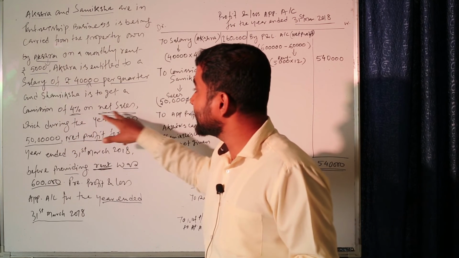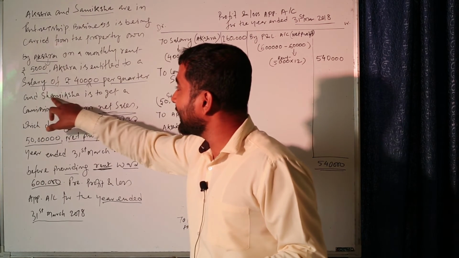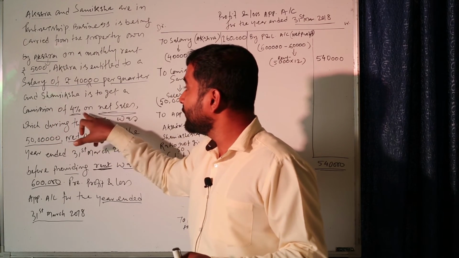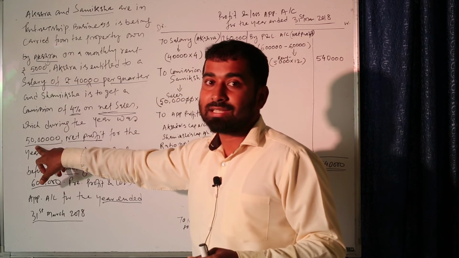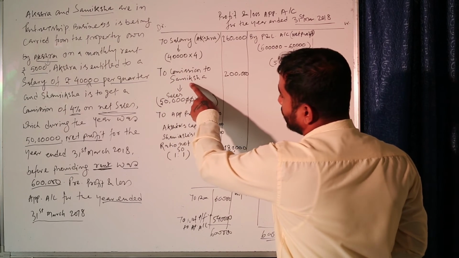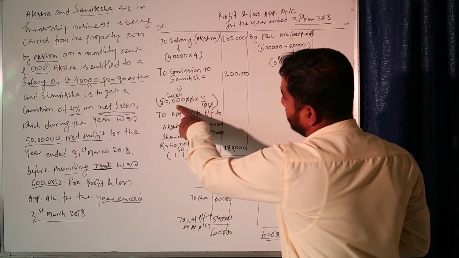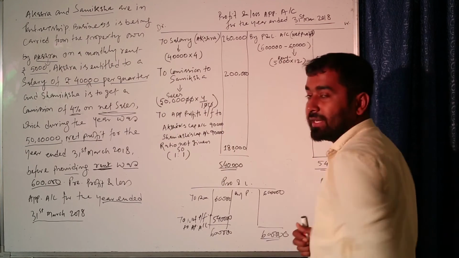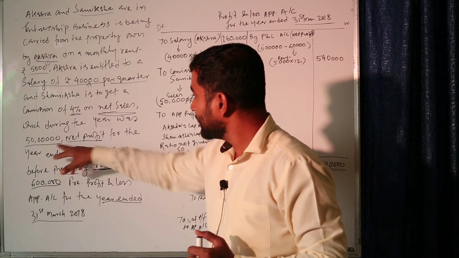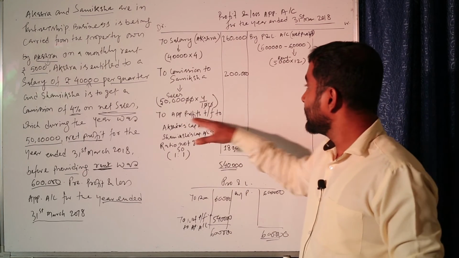Next, see here: 4% on net sales, which during the year was 50 lakh. What is that? Samiksha's commission. So Samiksha's commission is 4% on net sales, and net sales is 50 lakh. So commission to Samiksha is 50 lakh into 4 by 100; cutting the zeros, 50,000 into 4, that is 2 lakh. After all the information we have already seen, now come here to tally.